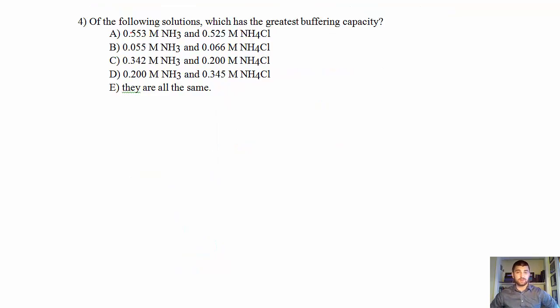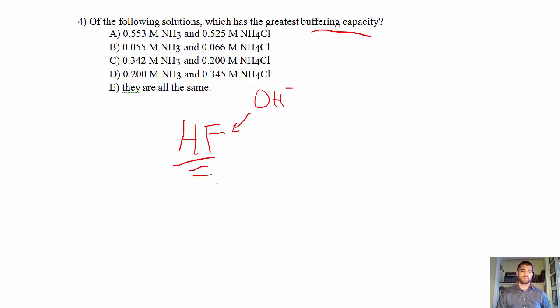Number 4. Of the following solutions, which has the greatest buffering capacity? So buffering capacity is how much resistance to adding acid or base it can handle. So let's think about this. If I had, let's say, my acid, and it's got a buffer if I added some base to it, the more that I have, the more it can buffer. Same thing with the conjugate base. If I add some H plus, it's going to be buffered by this. It's going to absorb there.